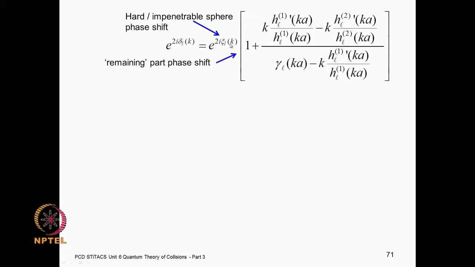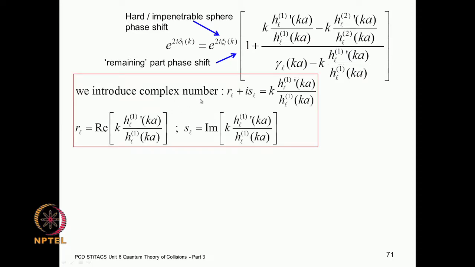So 2i xi is one part of 2i delta, so xi is one part of delta, and then there is another part which depends on all the collision details of the real potential, and the primary reason, of course, is this logarithmic derivative which appears in this term. So we introduce a complex number R plus iS. Now this is going to be different for every partial wave. There are infinite partial waves, so we write it specifically for each partial wave.